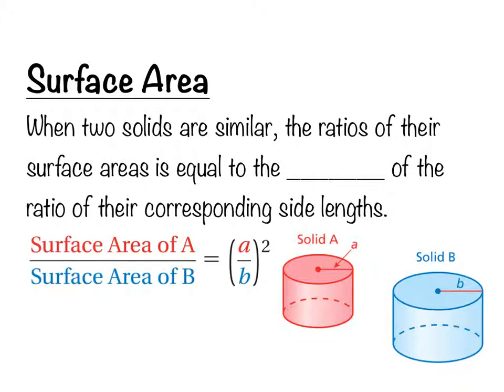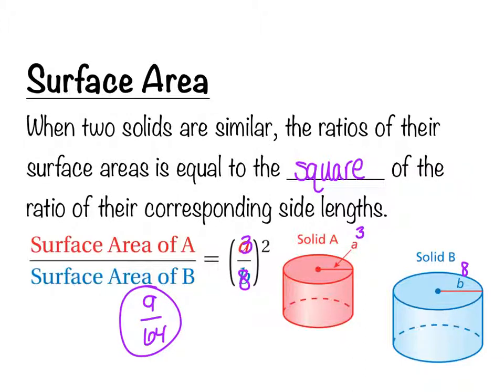So, surface area. As we just mentioned, when two solids are similar, the ratio of the surface areas is equal to the square of the ratio of their corresponding side lengths. So just like before, this is going to be a complete review. If I know A is 3 and I know B is 8, then I use 3/8, which is my side length ratio, and then I square that, and that would give me 9/64 for my area ratio. So that's what I'm doing again today to find the area ratio.